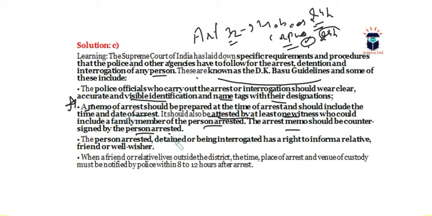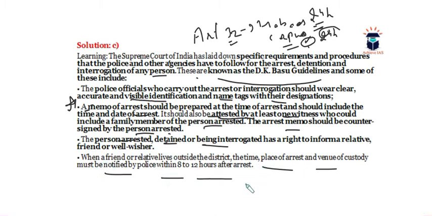The person arrested, detained or being interrogated has a right to inform a relative, friend or well-wisher. So if a person is arrested, detained or interrogated, he has a right that his family member must be made aware of these facts. And when a friend or relative lives outside the district, the time, place and venue of custody must be notified by the police within 8 to 12 hours after arrest.